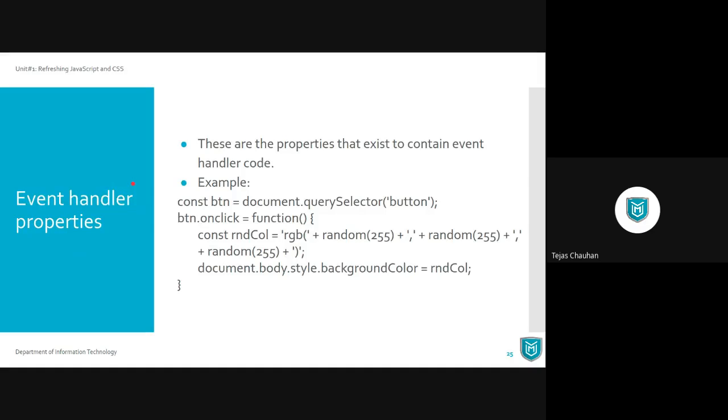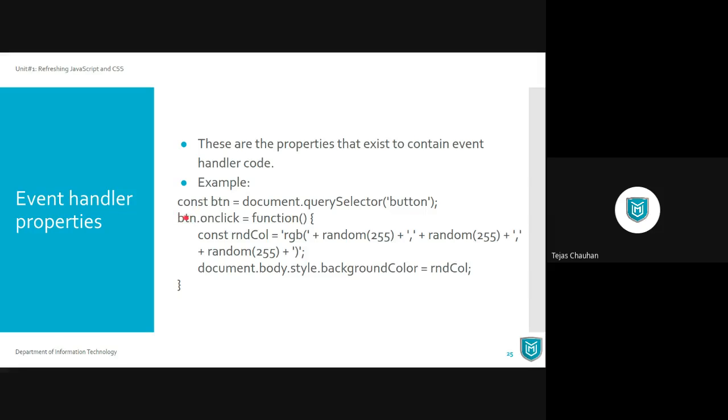So one is this one. We can have event properties. So event handler properties we can use. Instead of going for the onclick attribute on the element, we go for the onclick property of the element. So this onclick event we are binding for our button.